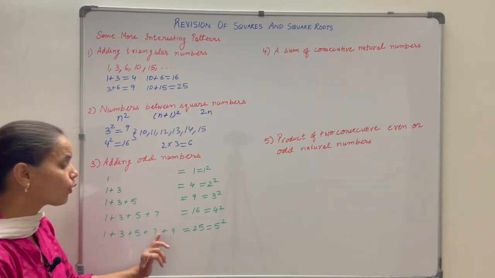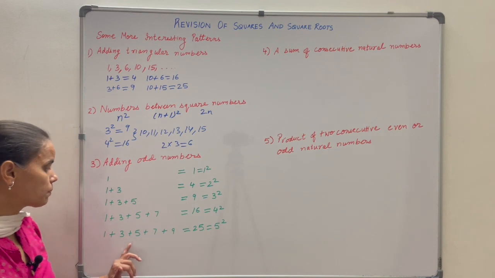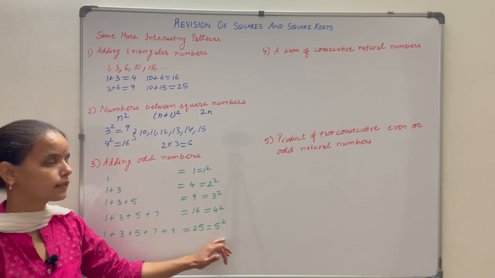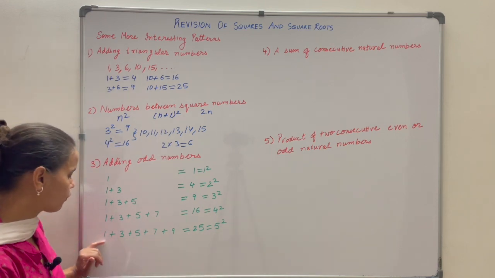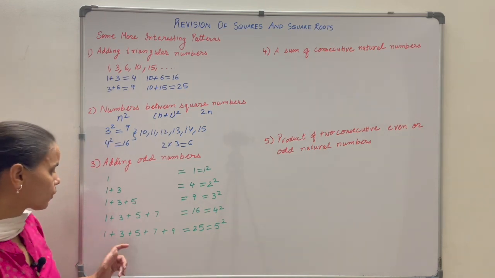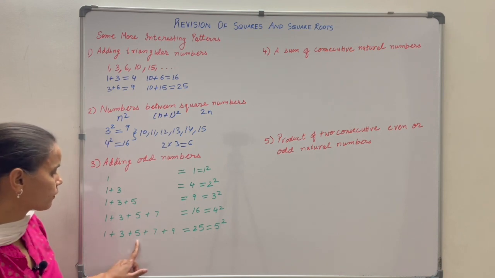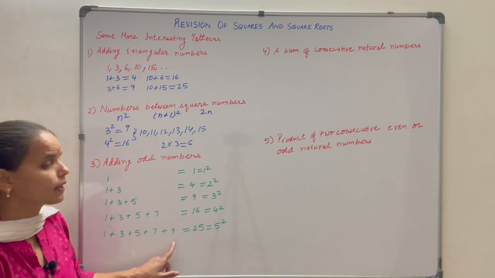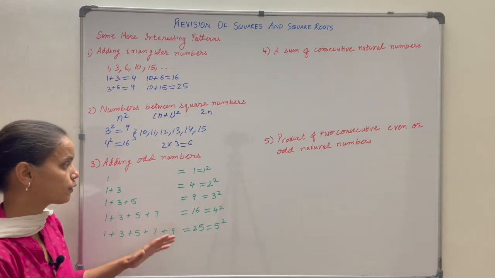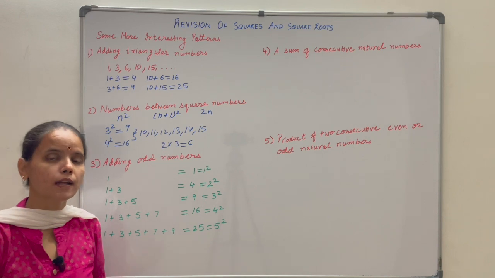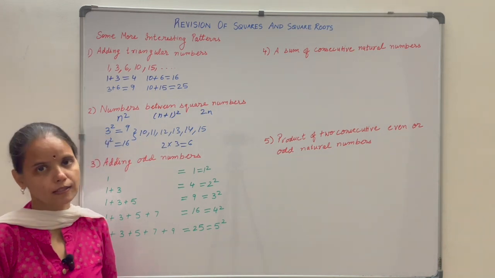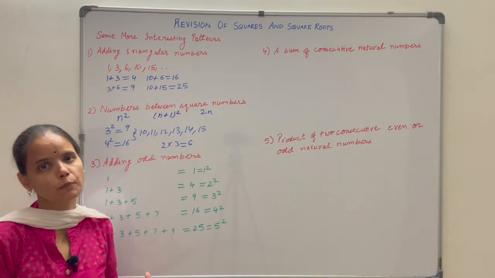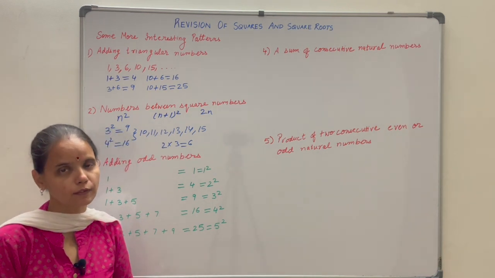When you add 5 odd numbers starting from 1, 1 plus 3 plus 5 plus 7 plus 9, since you are adding 5 odd numbers, that is 5 square, 25. If you add all these numbers, you will get 25. 1 plus 3 is 4, 4 plus 5 is 9, 9 plus 7 is 16, 16 plus 9 is 25. So like that we do it. So the sum of first n odd natural numbers is n square. That means all the perfect squares are the summation of odd numbers starting from 1.